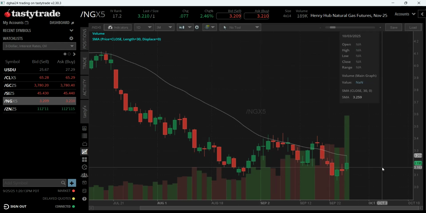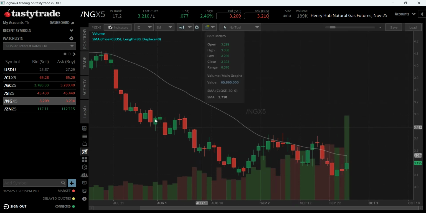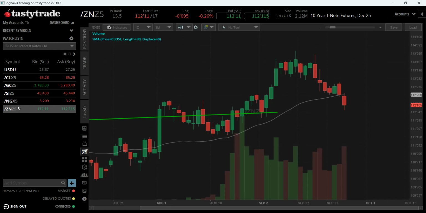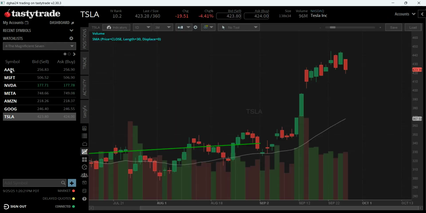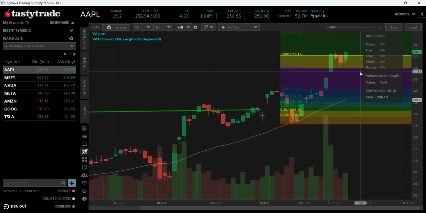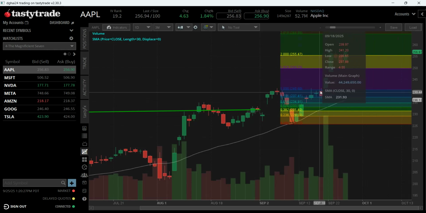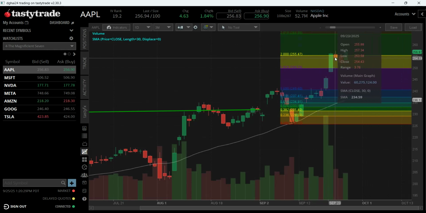Natural gas in a long-term downtrend until we see a reversal, not too exciting. And then these are interest rates, so we're going to skip by that. Go to the Magnificent Seven. These are the 7 largest Nasdaq 100 stocks. We'll start with Apple. As we can see, it blew right through this breakout area, did not pull back and test.